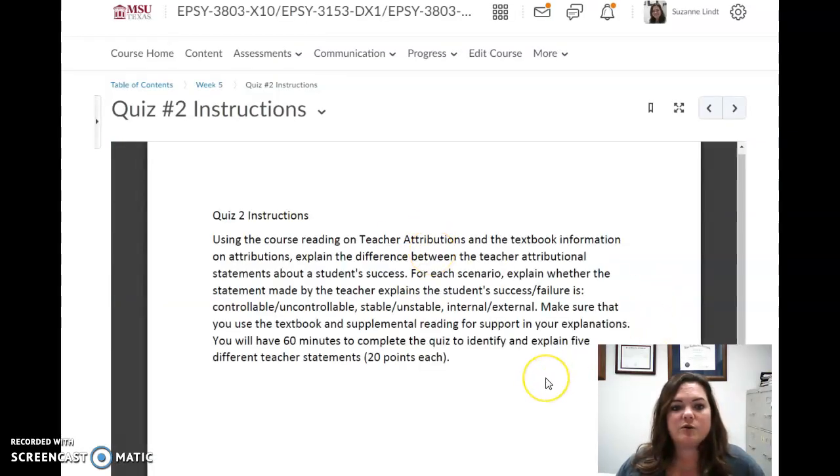And so using that in addition to the textbook information on attributions and the video posted by your classmates, you're going to need to explain the differences between some different teacher attributional statements. And so you need to be able to identify whether it's controllable or uncontrollable, regarding students, or whether they're saying that students' abilities are stable or unstable, and whether they believe students' abilities to be internal or external. So again, make sure that you understand that.